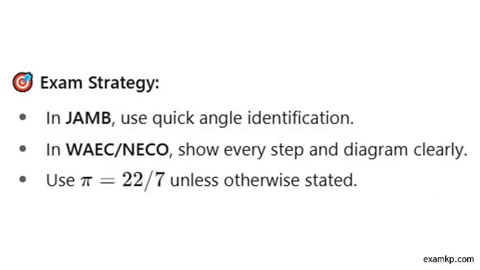Now your exam strategy should be that in JAMB, use quick angle identification. But in WAEC and NECO, show every step and diagrams clearly. Use pi equals 22 over 7 unless otherwise stated. Memory tricks to help you remember would be center twice circumference for angles and tangent alternate for tangent chord theorem. That's it for circles in mathematics.